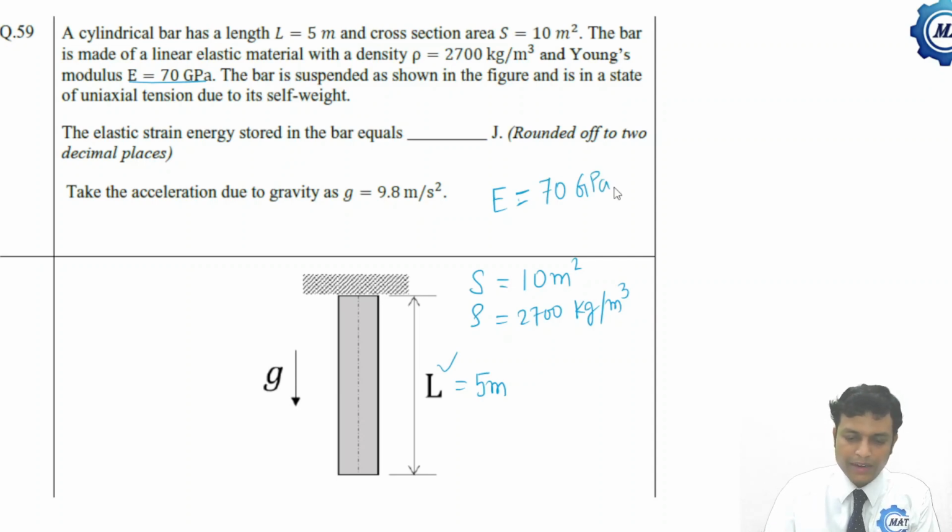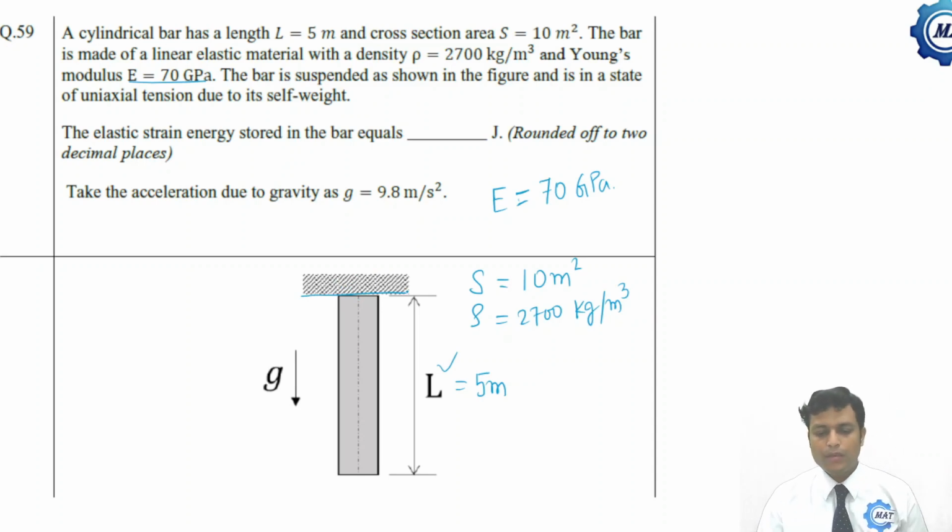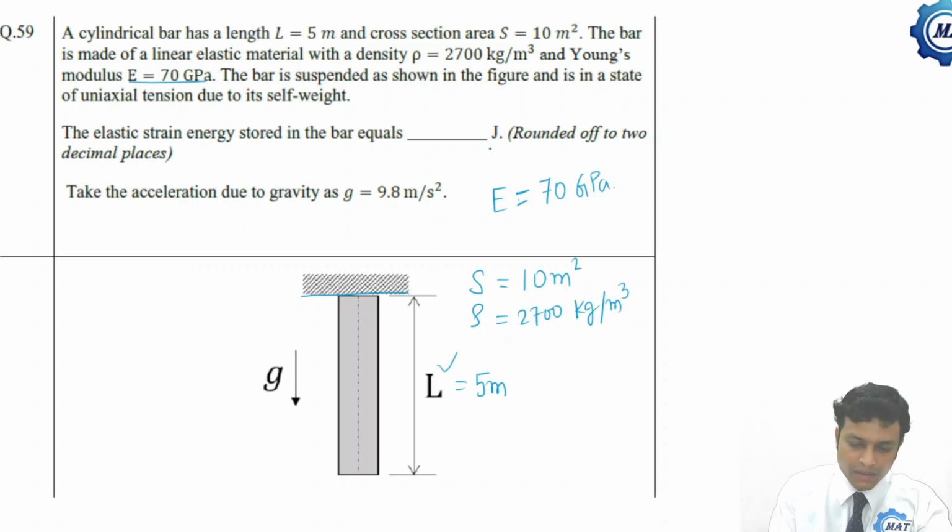The bar is suspended as shown in the figure in a state of uniaxial tension due to self weight. Due to self weight, the elastic strain energy stored in the bar has to be determined. The unit is joule. Round off to 2 decimal places; the value of G is given. To do that, we have done this.